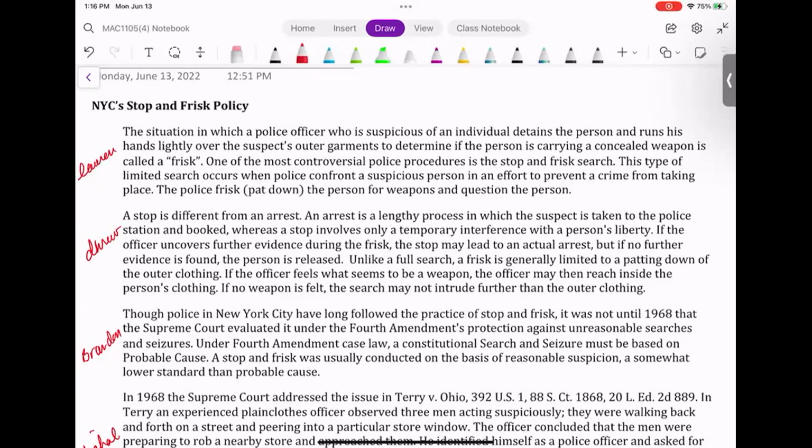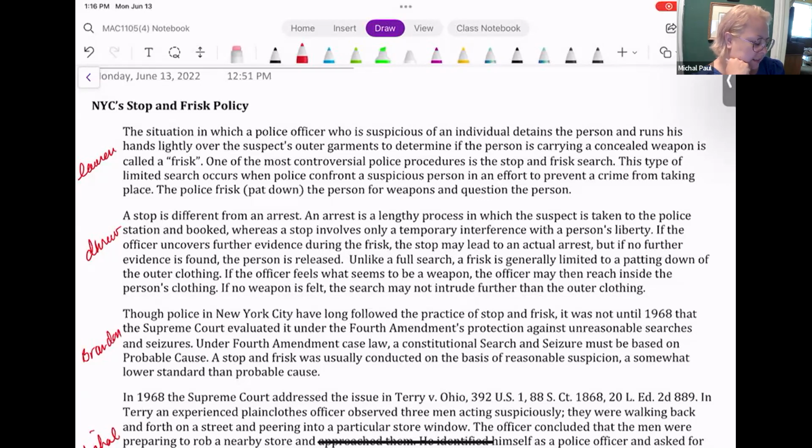Unlike a full search, a frisk is generally limited to patting down of the outer clothing. If the officer feels what seems to be a weapon, the officer may then reach inside the person's clothing. If no weapon is felt, the search may not intrude further than the outer clothing. Thank you very much.